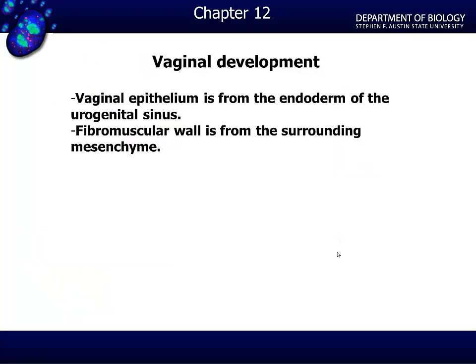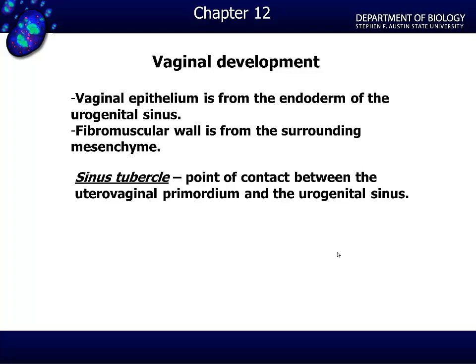Now, where we have the uterovaginal primordium, the end of the paramesonephric ducts, contacting the urogenital sinus, this is going to create portions of the vaginal epithelium. This is going to be endodermally derived. And yet the fibromuscular wall of the vagina at this point is going to come from our splanchnic mesoderm and the mesenchyme in the immediate area.